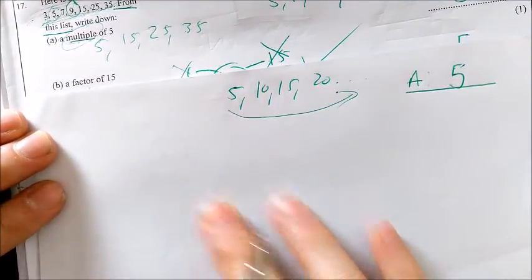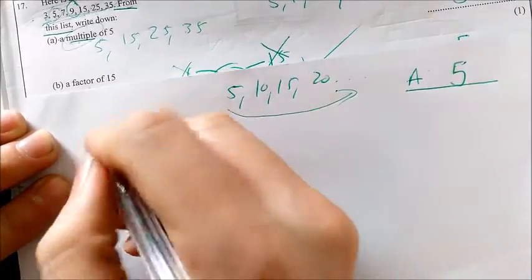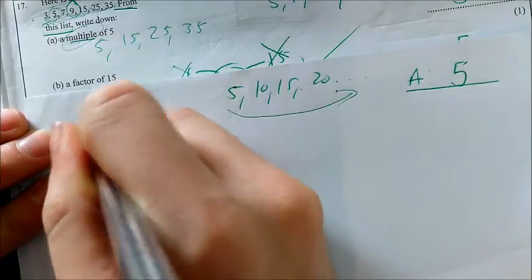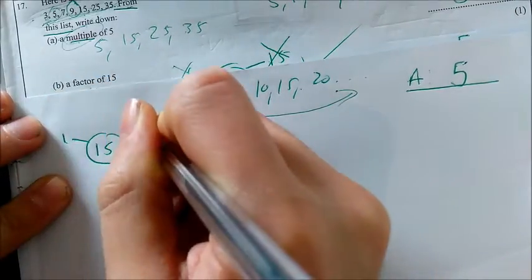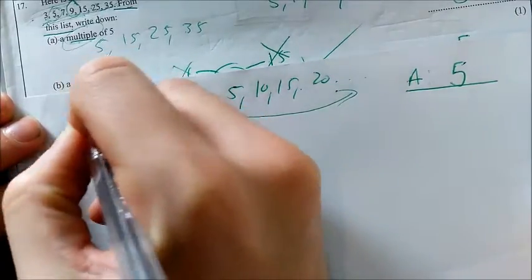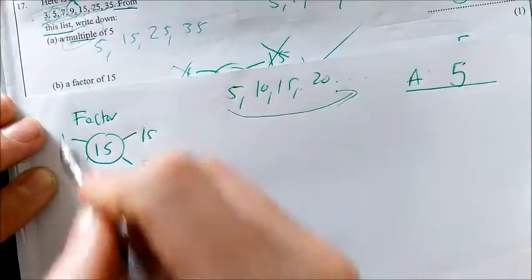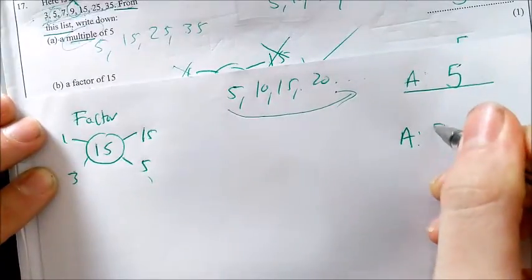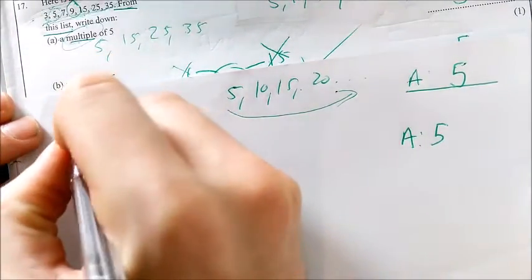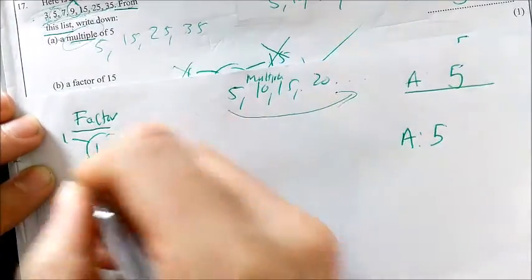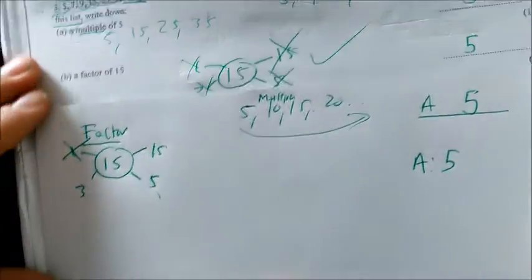B, a factor of 15. So a factor is a number that is the opposite of multiple. It goes into it, it multiplies to make it. So the factors of 15: 1, 15, 3, 5. I'm looking for one of these in this list which matches this. Well, 3 is in the list, 5 is in the list, 15 is in the list. I'm going to go with 5 because I think it's nice to have the same answer for factor and multiple. But I could pick any of the others except 1 because it's not on the list, but it is a factor.